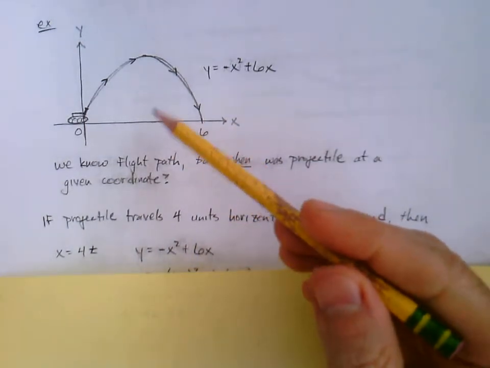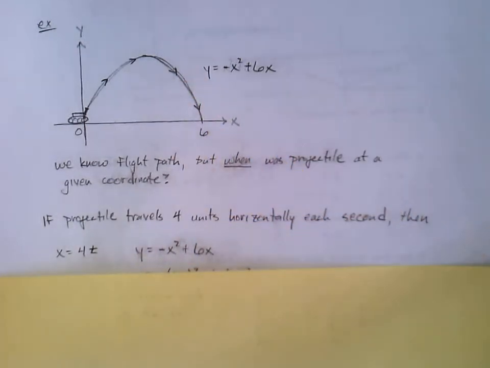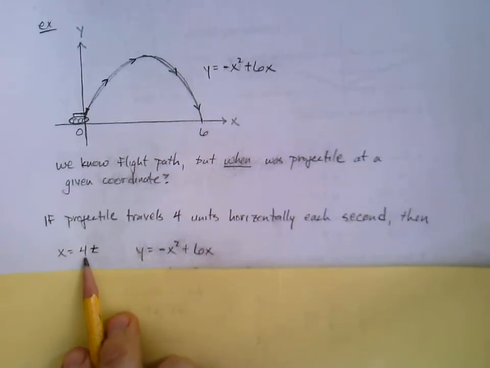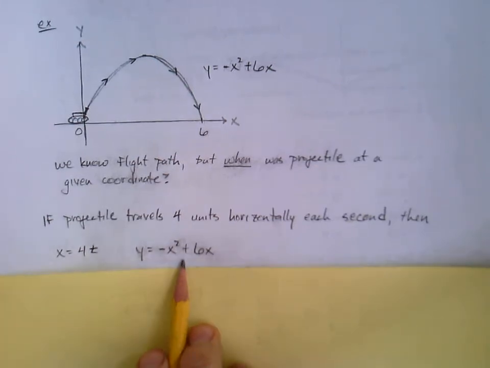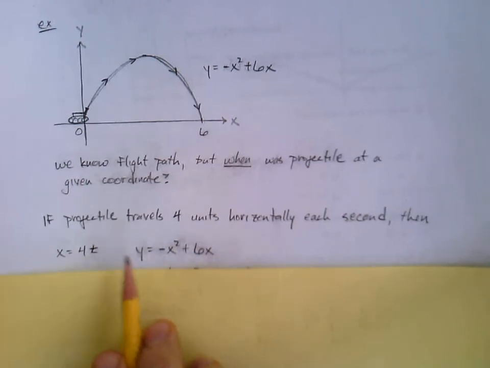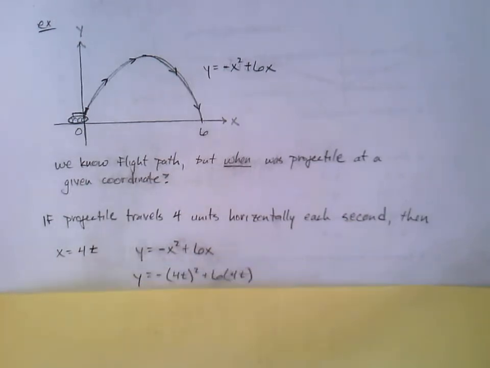But, of course, we might want to know where it's located vertically after any given time period. So then we can combine our x equals 4t with the original equation, just the substitution. Put your 4t in for the x's, and clean it up a little bit, and there it is.